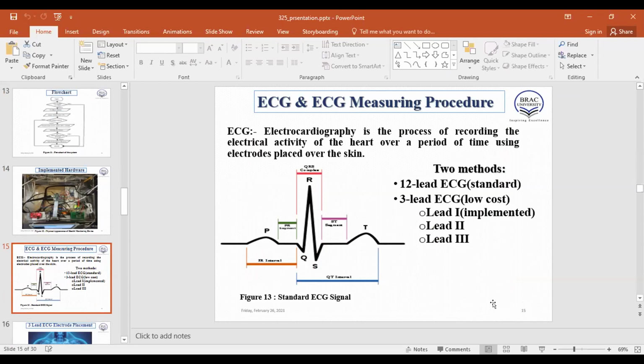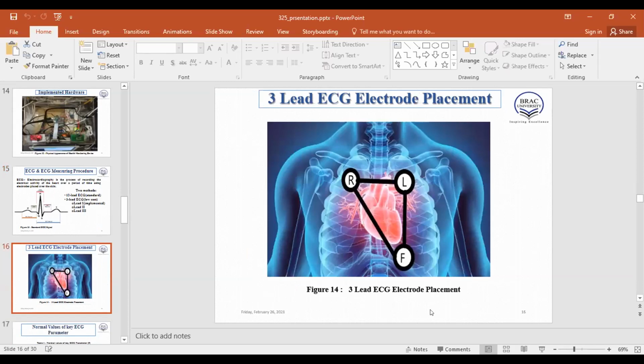Here is the ECG curve. We can see that the curve shows P, Q, R, S, and T terminals. Here we can see the PR interval, then the RR interval, QRS complex, ST segment, and QT interval. Here is the 3-lead electrode placement on the human body.